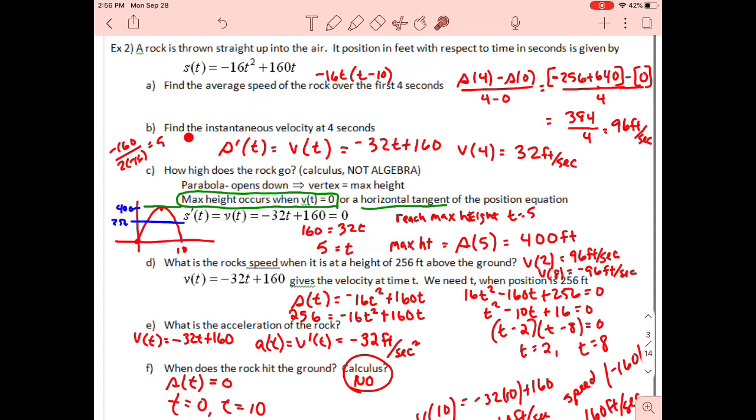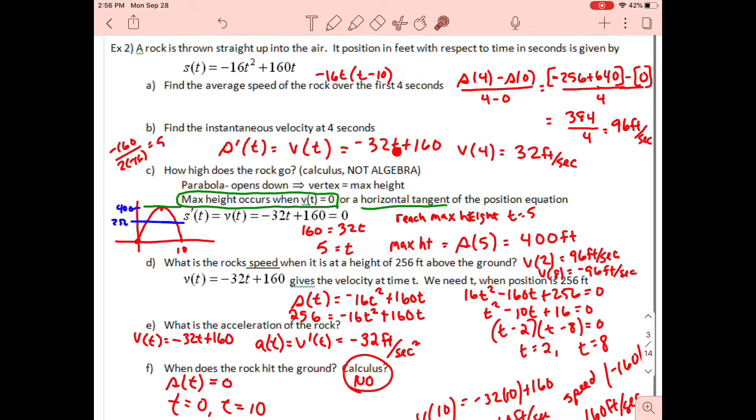Part B asks you to find the instantaneous velocity at 4 seconds. So you will have to take the derivative. As soon as you see instantaneous velocity, boom, derivative of position. So S prime of t, which is the velocity, is going to be 2 times negative 16, which is negative 32t, plus 160.